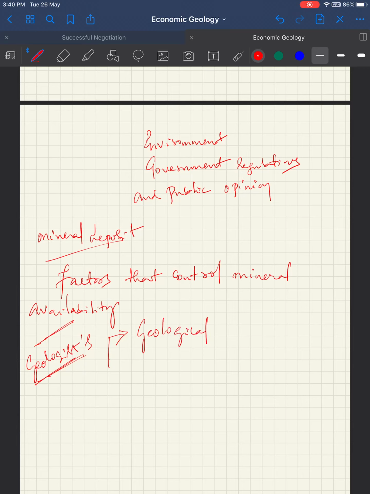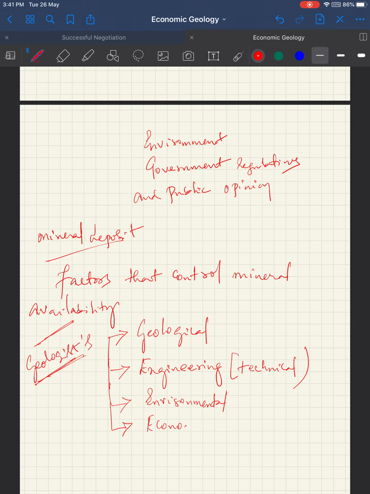The first one is geological. You have engineering, also referred to sometimes as technical, technological. You have environmental, and lastly you have economical. You see, the economic factors are chronologically put at the end because the economy of the deposit, that is whether it is going to be profitable or not, depends on the risks associated with the other three factors.